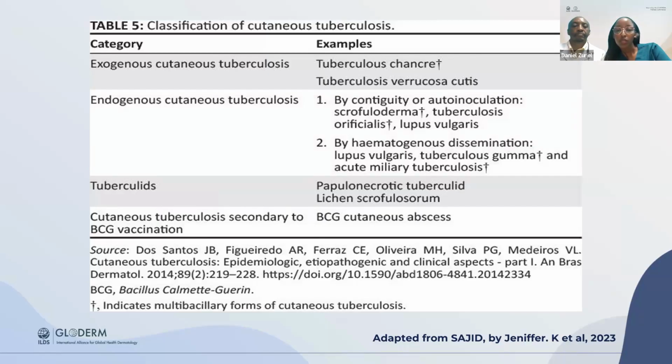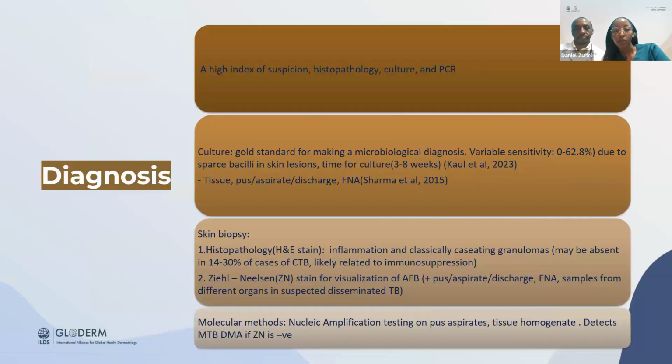If the patient is immunosuppressed, they are more likely to have the multibacillary form, while if their immunity is strong and they do not have any underlying risk factor that could predispose them to immunosuppression, then they are likely to have the paucibacillary forms. So I would like to invite Dr. Zuriel to take us through the diagnosis and the dermatopathological aspects of cutaneous tuberculosis.